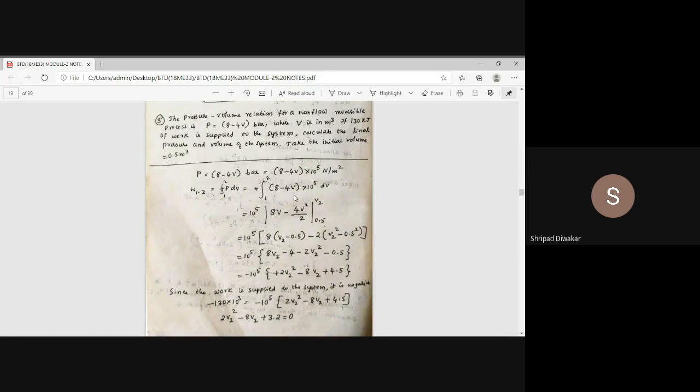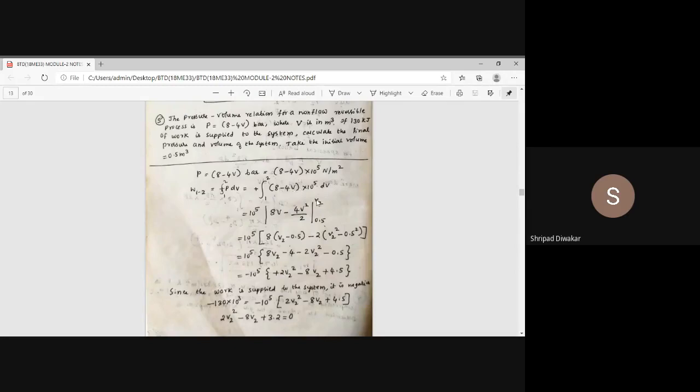Integration of (8 minus 4V) into 10 to the power of 5 dV. Now you have to analyze the constant term. The constant term is 10 to the power of 5. You have to take it outside, and you have to integrate the remaining part, that is 8 minus 4V.